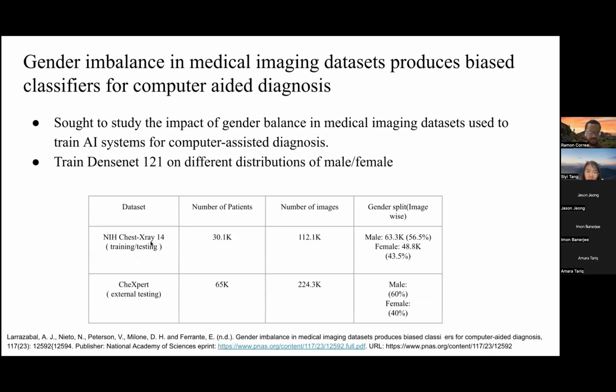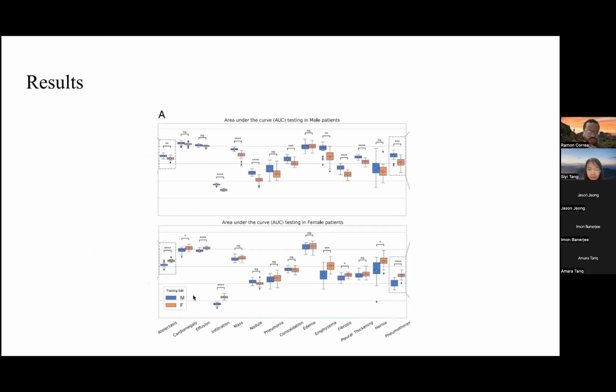And this one over here is seeing how gender imbalances could affect the performance of medical imaging datasets. So in this study, what they did is that they took the NHS X-ray dataset and CheXpert, and they tried out to see if you had different percentages of male and female in your training data, how would they generalize to a separate test set, and what they find is the following.